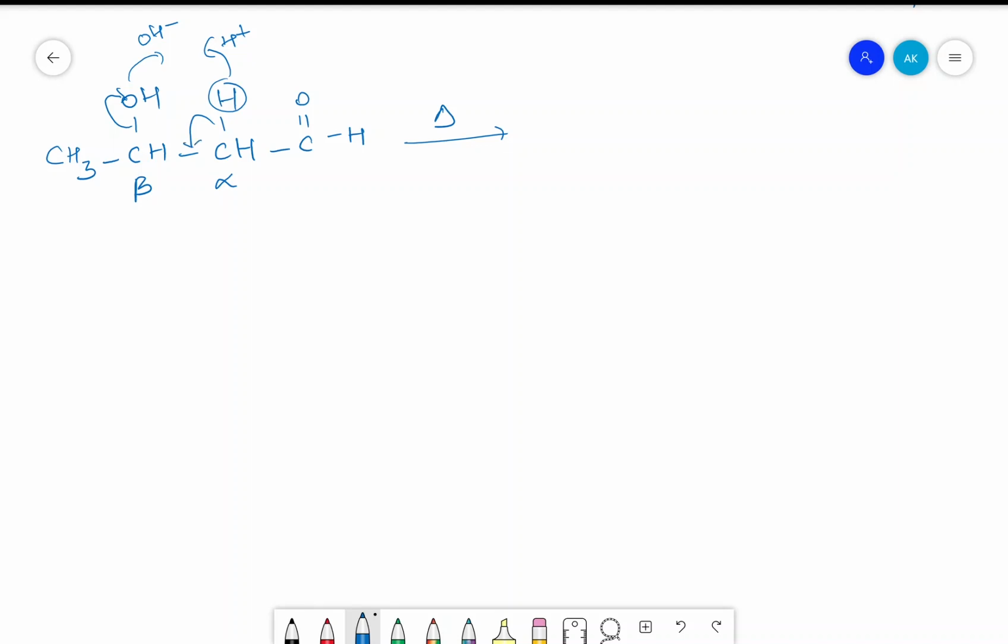This bond will shift here to satisfy the valency, and we are going to get this product where we have CH3, CH double bond CH, C double bond OH. I'm writing below the arrow minus H2O because OH minus and H plus will combine and water will be removed. So aldols are easily dehydrated. The water molecule is removed by heating or treating with dilute acid.